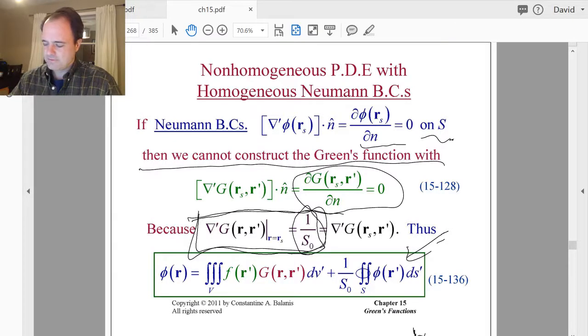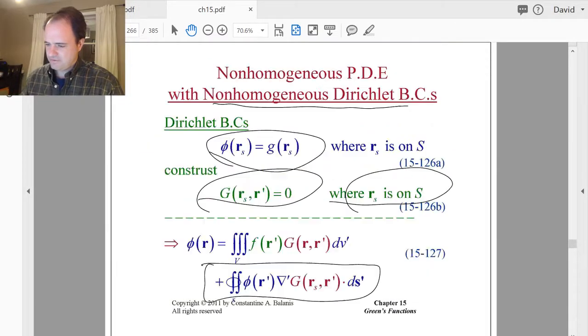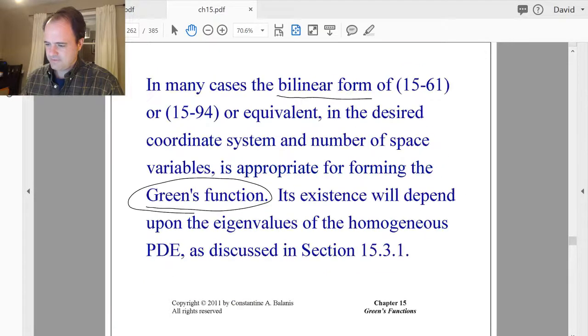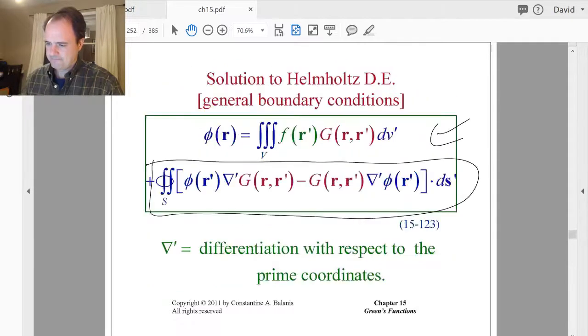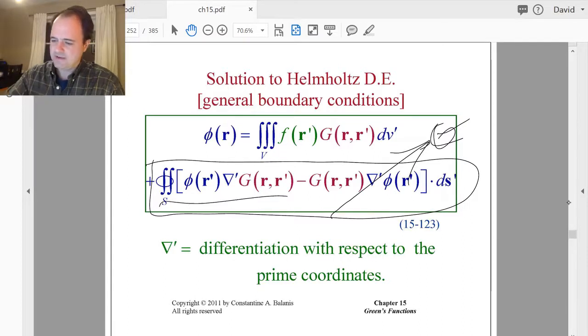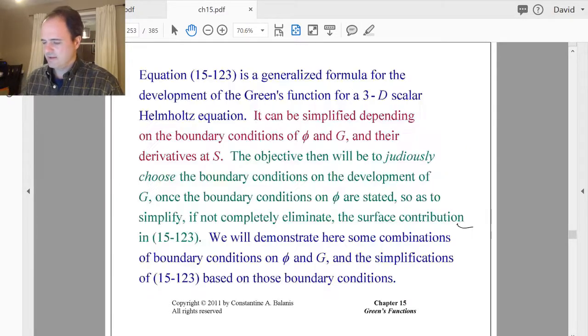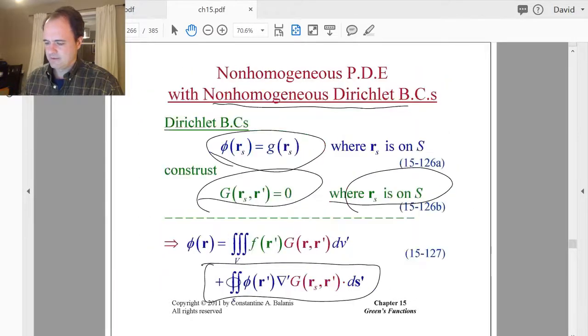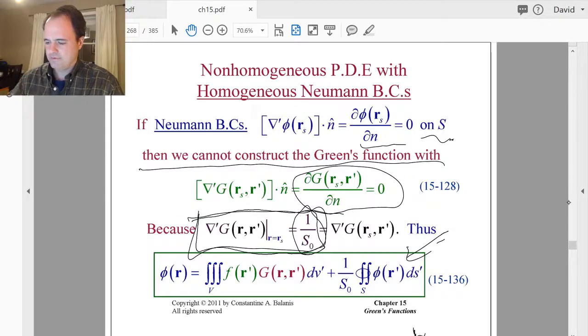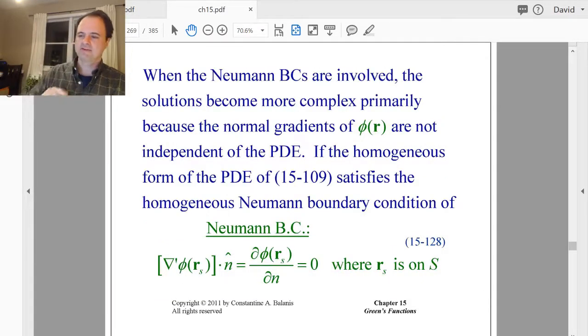So there's the part of the general solution. Where's the last time we've had the general solution? Right here. This is going to be 0 in that case. But this is not going to be identically 0 over the entire surface. All right. In fact, this is going to be equal to 1 over S naught. And so 1 over S naught. All right. So now our task is to figure out why that's the case.